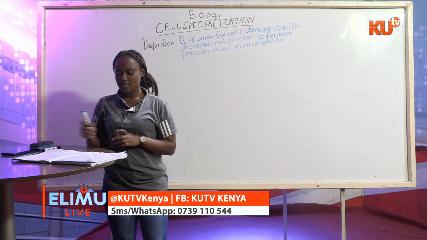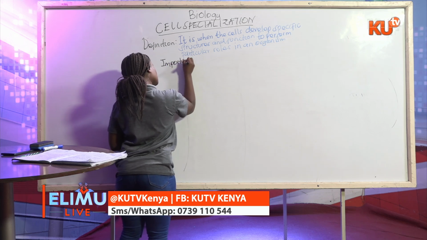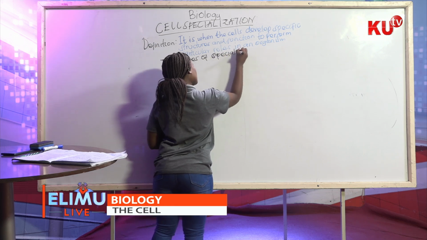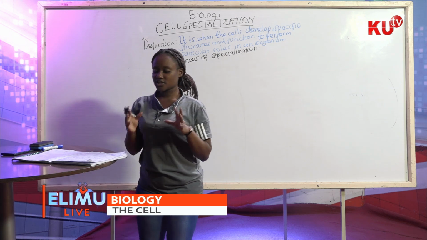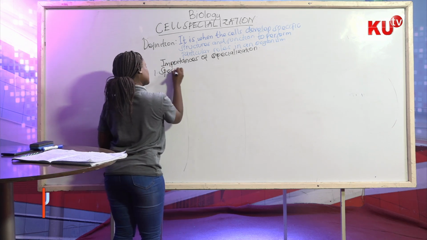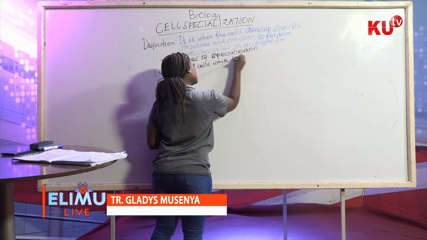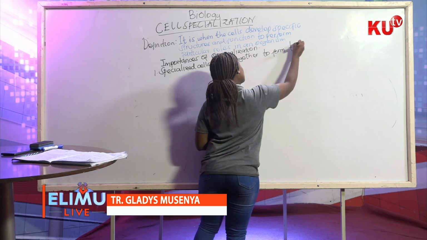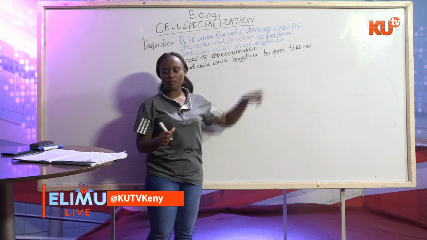Now, let's talk about the importance of specialization. Number one, specialized cells work together to form tissues.